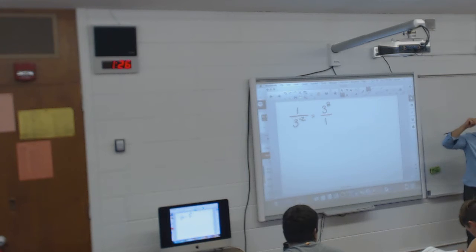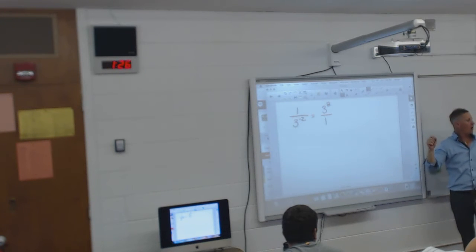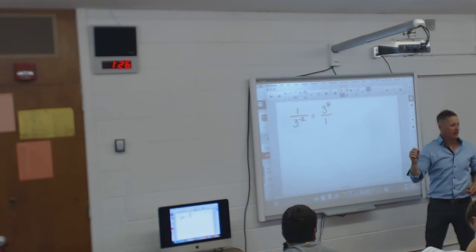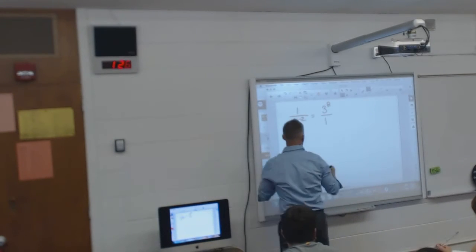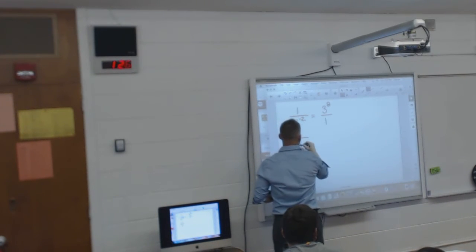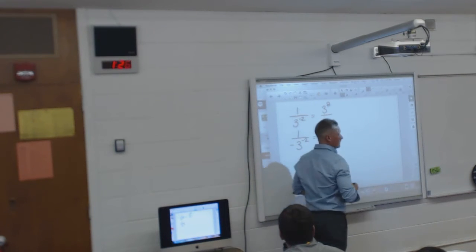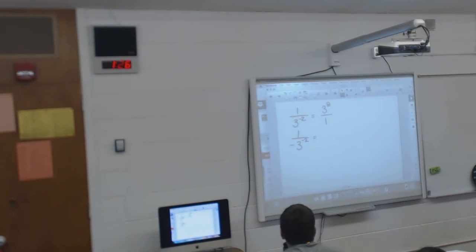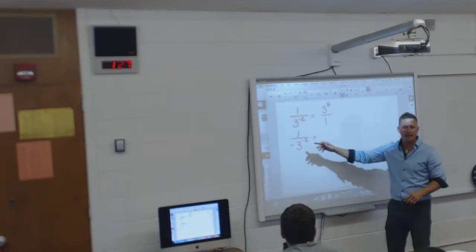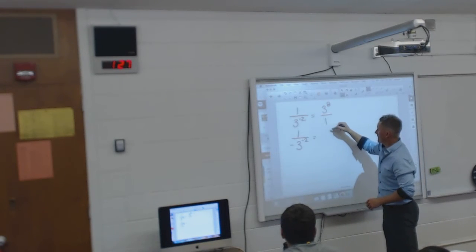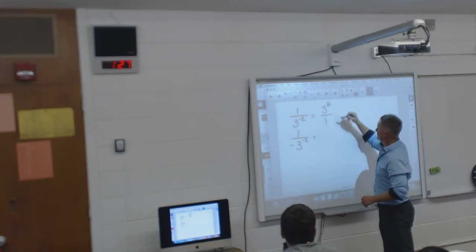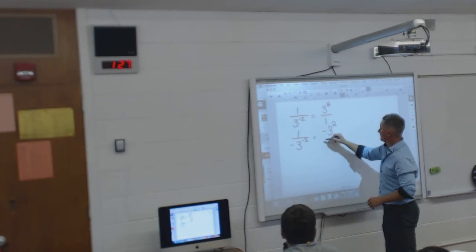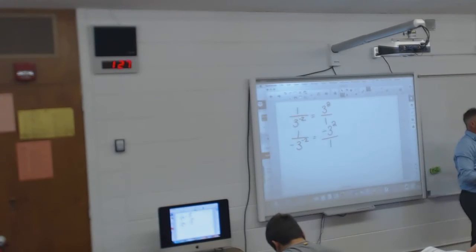Just take it from the bottom of the fraction and move it to the top, and it changes the sign on the exponent only. On the exponent only. If I had, I'm just gonna throw this at you, if I have that, it still remains a negative, but the exponent changes. That's what it becomes.